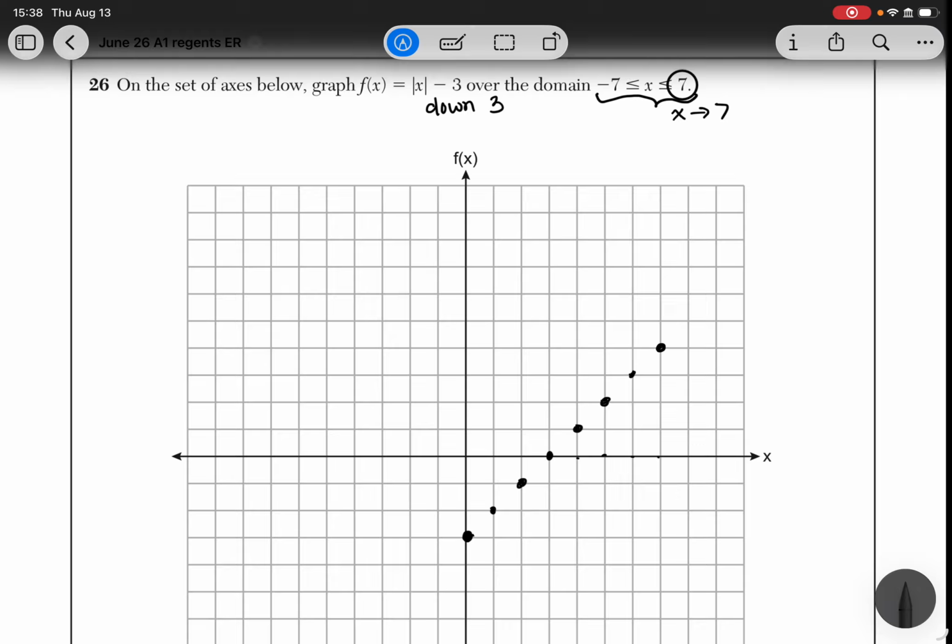And then same on the other part of our domain, since it starts with -7 is less than or equal to x. We also need to make sure that the other x value stops at -7. So on the left side of our graph, once again, start back at 0, 3. We're going to go up 1 over 1, so up 1 to the left 1. Keep doing that until you get to -7.